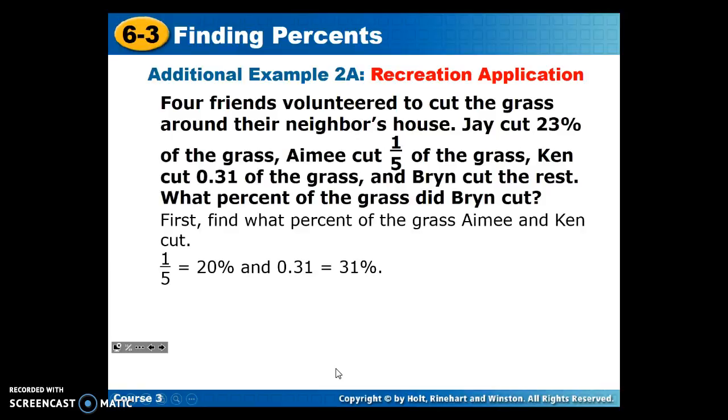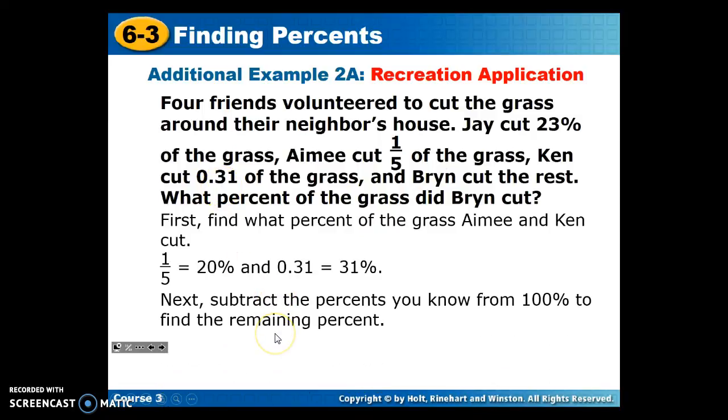So starting off with this, 1/5 is 20%. And we also have 0.31 is 31%. So next, subtract the percents you know from 100% to find what's left over. So take those that we know, 100% minus 23, which is what Jay cut, minus the 20% right here, minus the 31%, and then Bryn cut the rest, so it means she cut 26%.